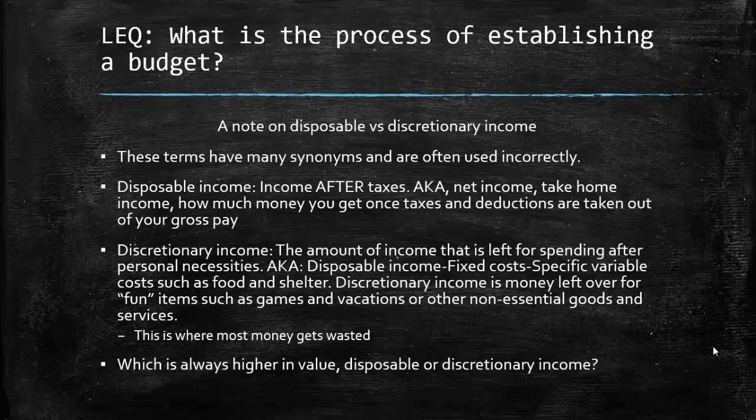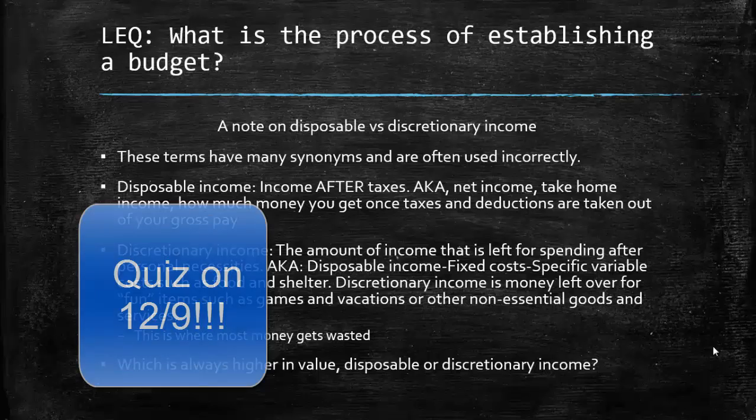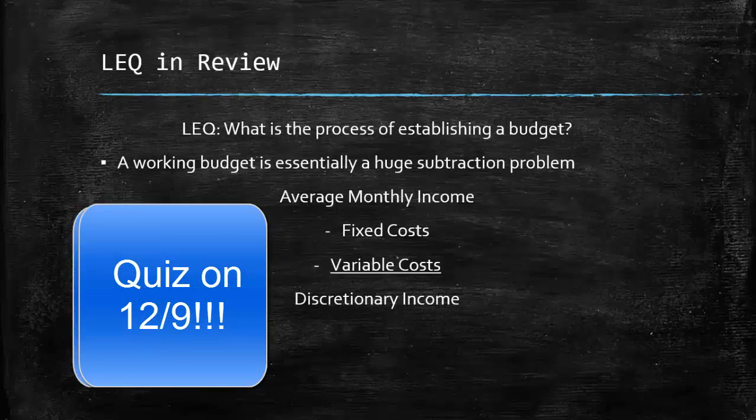Alright, so to make sure you guys understand this, here's my question for you. Which is always higher in value, disposable or discretionary income? So if you have someone who's making a wage, which number is going to be higher for them? And it's true for everyone. The answer is disposable income, because disposable income is money you get before you have time to get your greedy little hands on it. So that's how much money you have to take home. Discretionary income is always less than disposable income, because discretionary income, you've already bought food, you've already paid rent, so on and so forth.